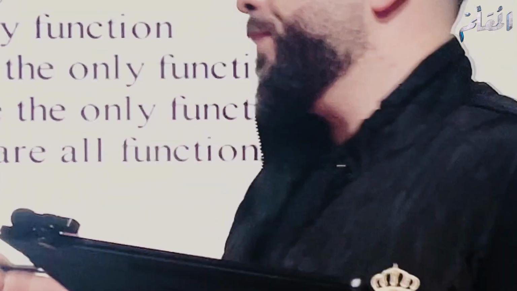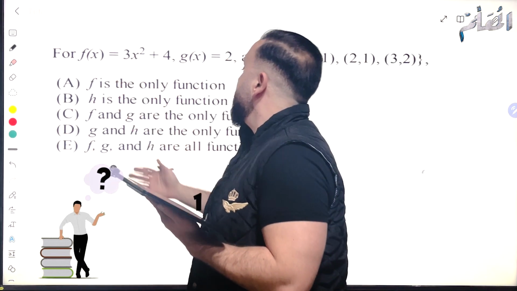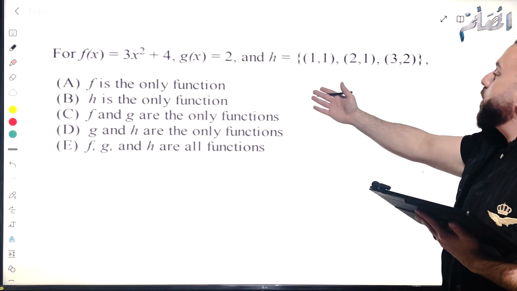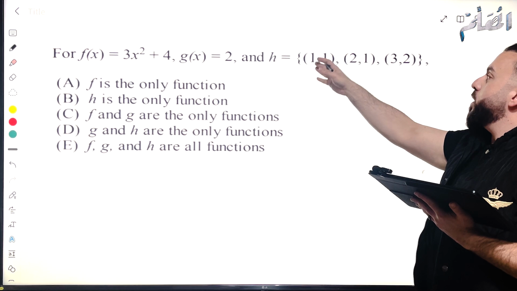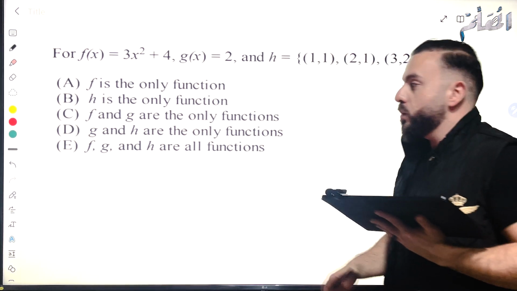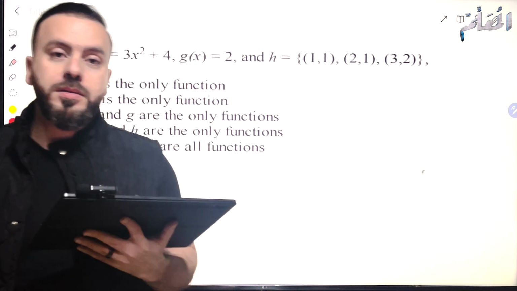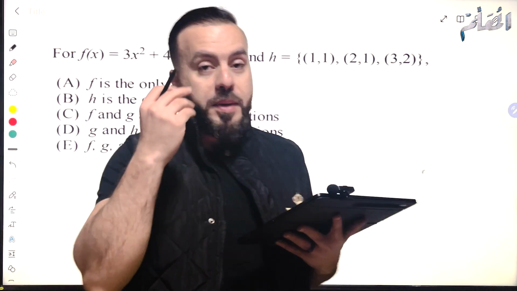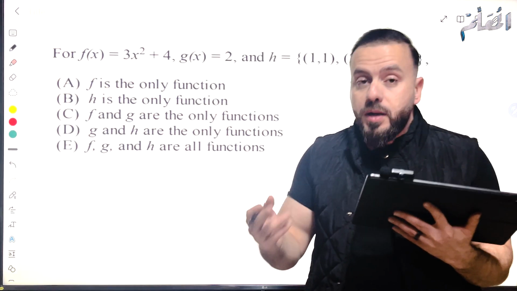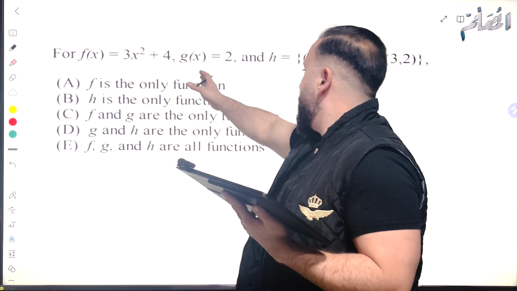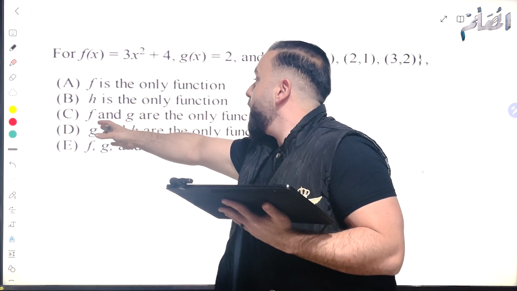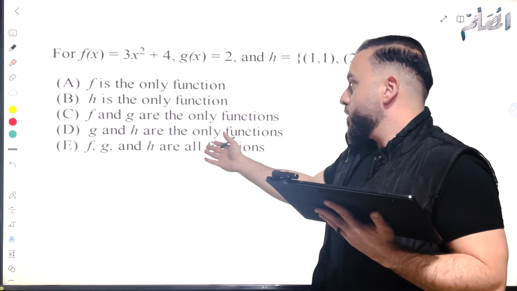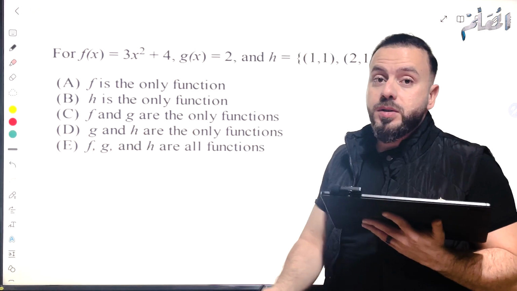Fine, so let's start. Question 1. If f of x is equal to 3x squared plus 4, g of x is equal to 2, and h is a function also, it has points (1, 1), (2, 1), (3, 2). Now the multiple choices represent an answer which expresses the meaning of these functions. Are they functions? Are they relations? Let's check. F is the only function, or h is the only function, f and g are the only functions, g and h are the only functions, f, g, and h are all functions.